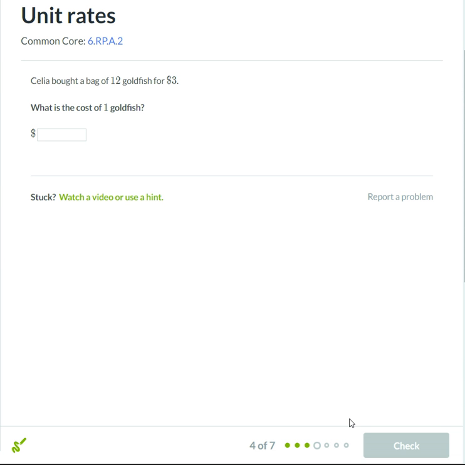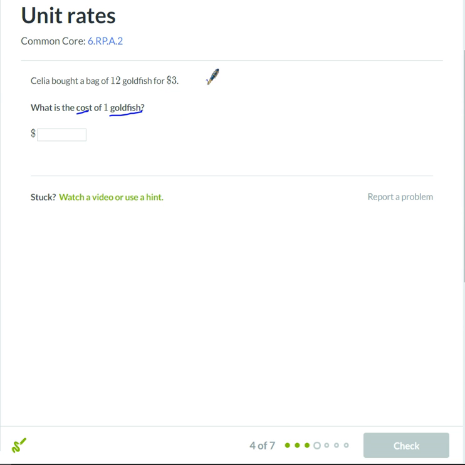So now we have Celia, who bought a bag of 12 goldfish for $3. They're asking for the cost of one goldfish. So once again, if I keep following the same pattern of going into the question to determine the order that the ratio should be written in, it says, what is the cost of one goldfish? So even though in the given information, the goldfish is presented first, in the rate, I need the cost to come first because in the question, cost comes first.